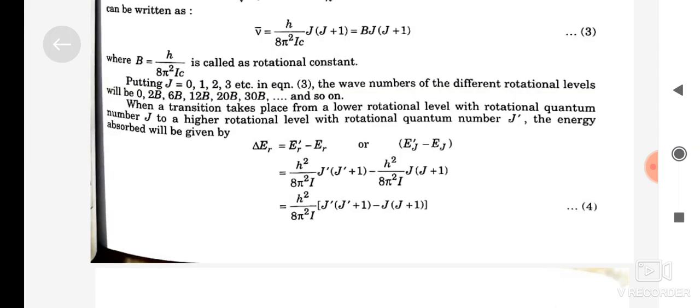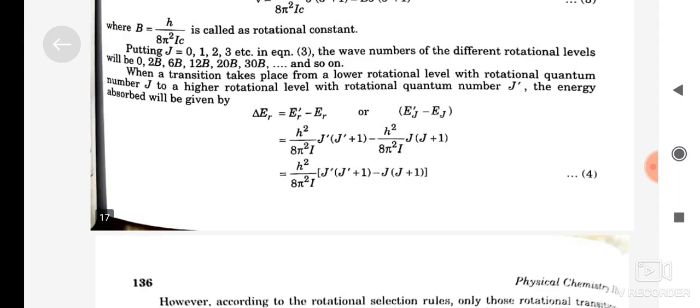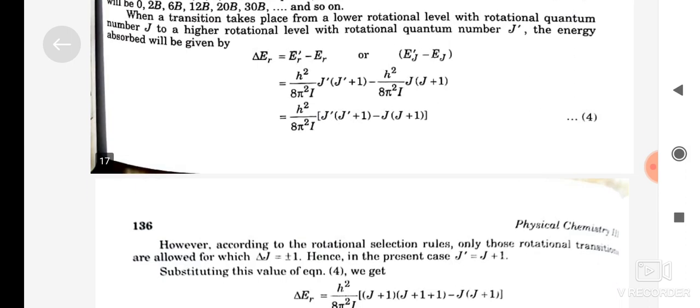Putting J is equal to 0, 1, 2, 3, the wave numbers of the different rotational levels will be 0, 2B, 6B, 12B, 20B, 30B, and so on. When a transition takes place from a lower rotation level with rotational quantum number J to a higher rotation level with rotational quantum number J dash, the energy absorbed will be given by del ER is equal to h square upon 8 pi square I into J dash into J dash plus 1 minus J into J plus 1.